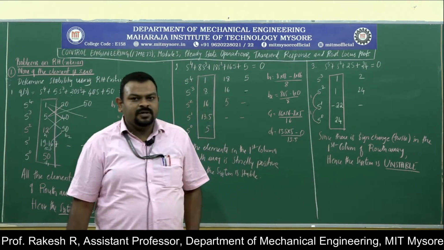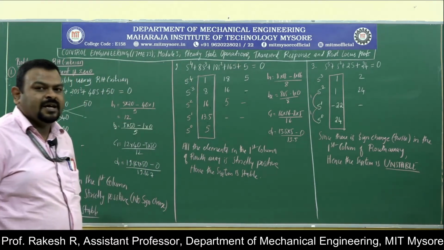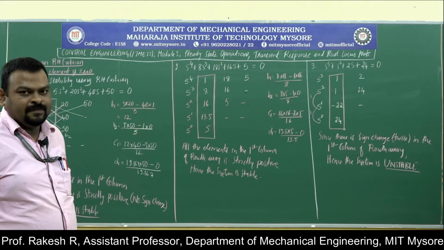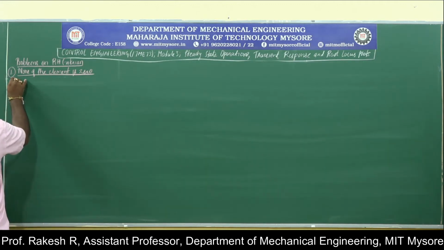So this is about the first type of problem, which is direct, which has only the values. Here you are not determining the value of k. Let us solve 2 more problems. So, a very important problem, problem number 4.